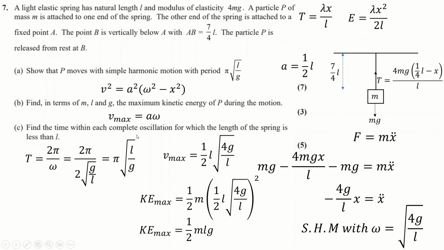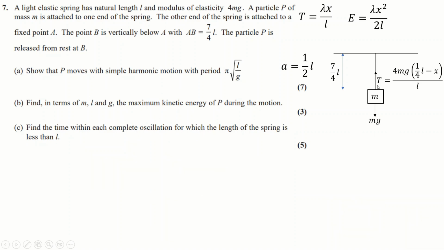Lastly, find the time within each oscillation for which the length of the spring is less than L. So the way that I thought about this is it's currently 7/4 L, which means it needs to travel 3/4 L to become less than L. But of course, when we're using this formula here, which is the formula for how long something takes when you start on the end point, again, this isn't given to you, so you just need to know it. x, again, remember, represents the distance from the center or the equilibrium point. So I need x to be upwards minus a quarter L.